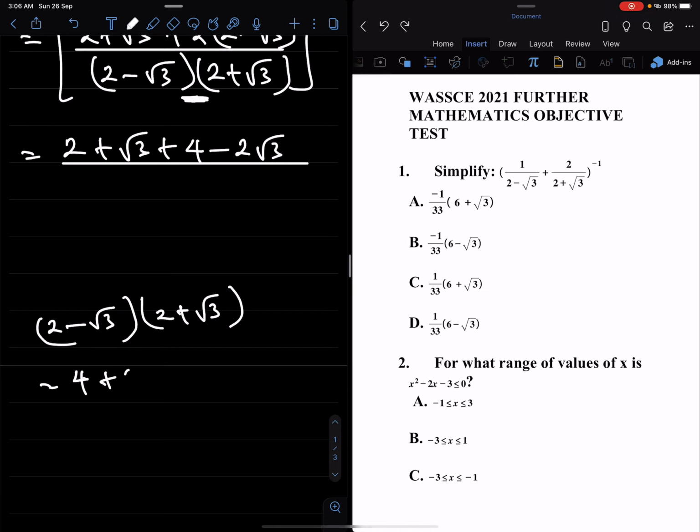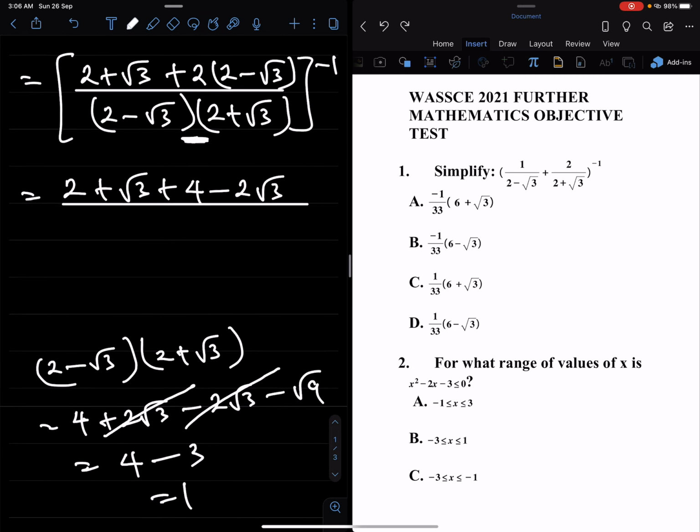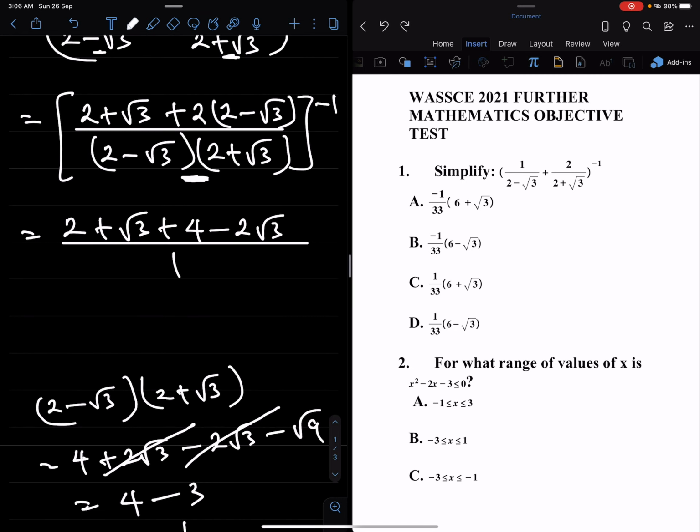2 squares, which is the same as, let me just work it out for you to see. That's 4 plus 2 root 3 minus 2 root 3 minus root 9. 2 root 3 minus 2 root 3 is 0, and that gives us 4 minus root 9, which is 3. And that's 1. So that means this denominator is 1 raised to power minus 1.